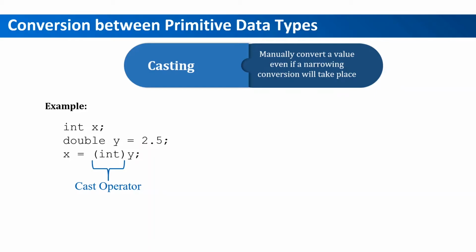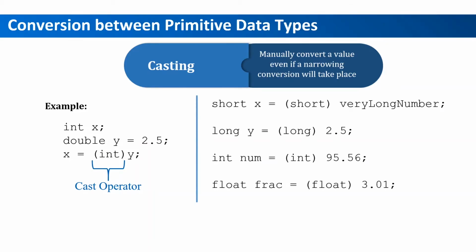Now, what do you think will be stored in x? It's going to be 2, not 2.5. So casting the double value into an int variable will lose data. That's why Java makes you do this manually, because it wants to make sure that you know what you're doing. Casting can be useful, but if done wrong, it can cause problems.